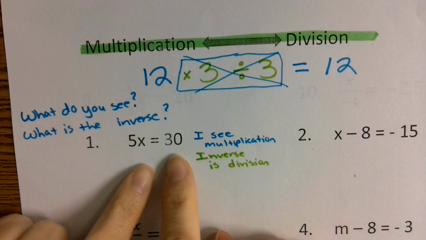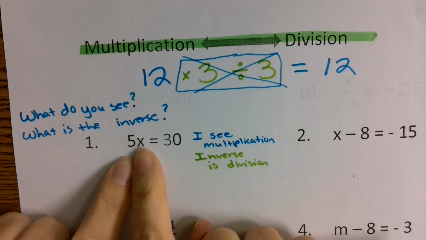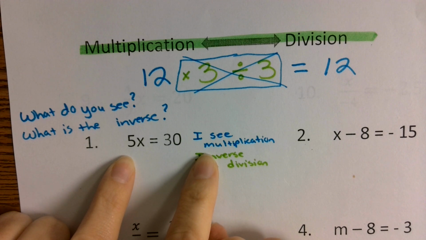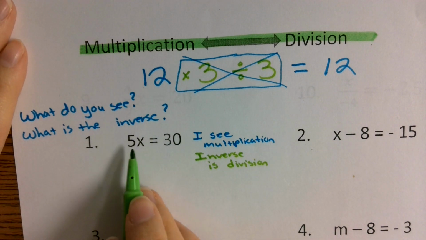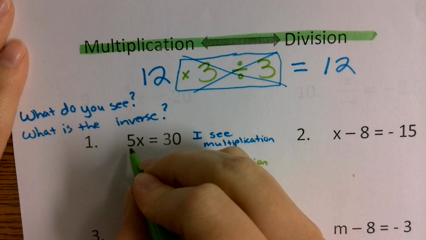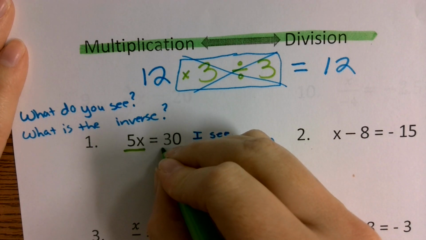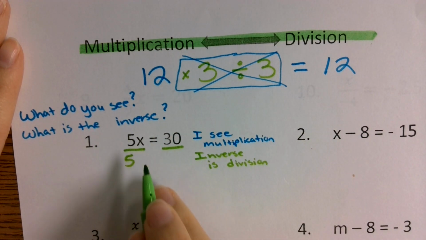It's the same thing. Equations want things to be kept fair. So if I'm going to divide on one side, I got to divide on the other. I got to keep it balanced. They like it to happen on both sides. So instead of multiplying with that 5, I'm going to divide with the 5. Now remember, a fraction bar is division.